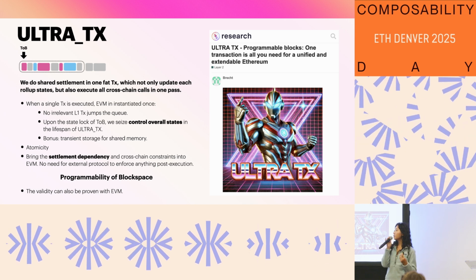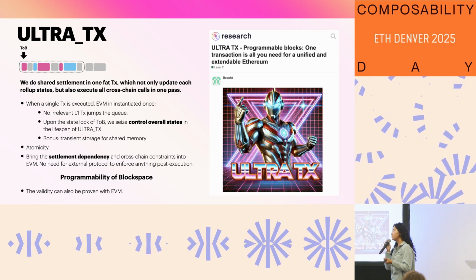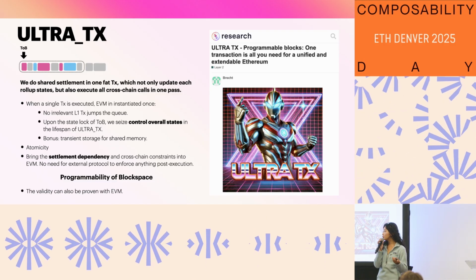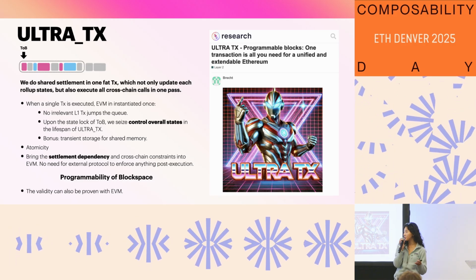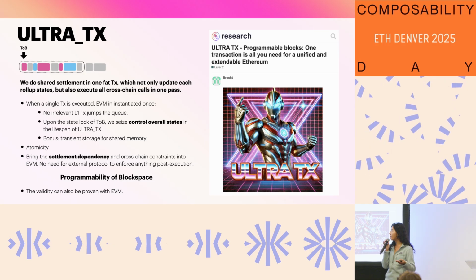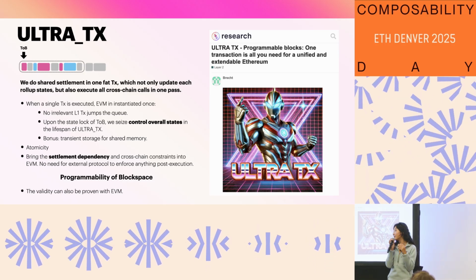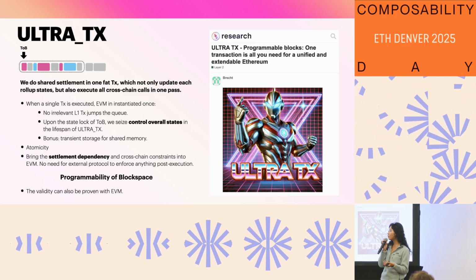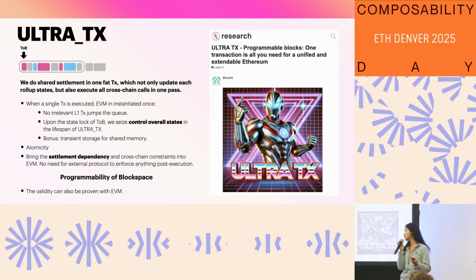And the intuition of that is when a single transaction is executed, the EVM is only instantiated once, which means there's no other unknown L1 transaction that can jump the queue that mess up your state. And also upon the state lock at top of the block, we kind of seize control of the entire block space over L1 and L2 within the lifespan of ultra transaction.